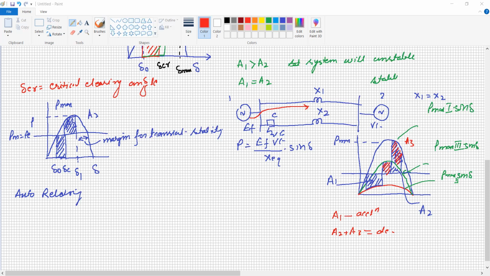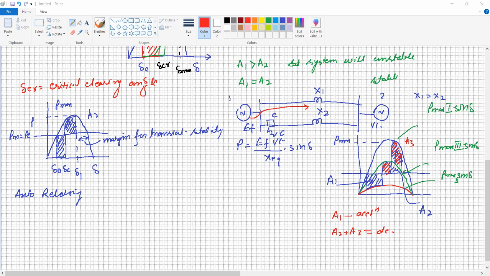So this is the area A1, P maximum, from delta 0 to delta CR. This is the critical clearing angle. This is the maximum angle at which the system should be opened. If it takes more time, definitely the system will come out of synchronism.